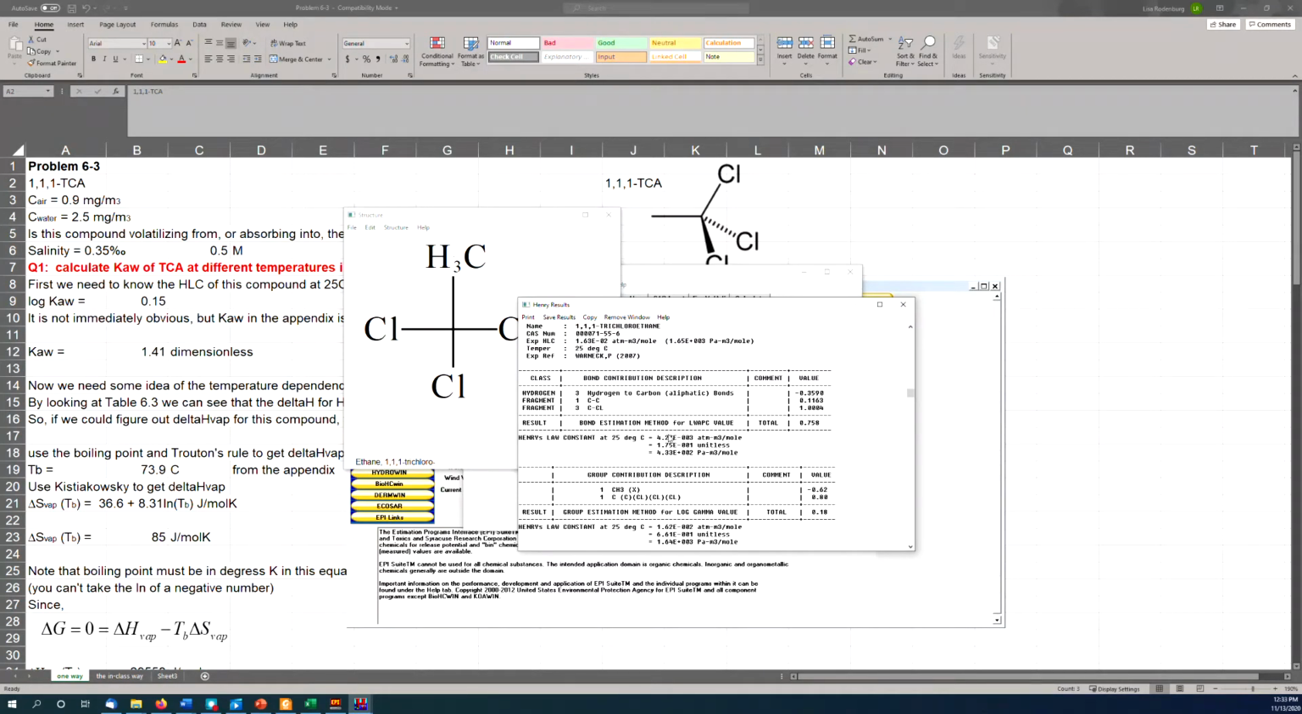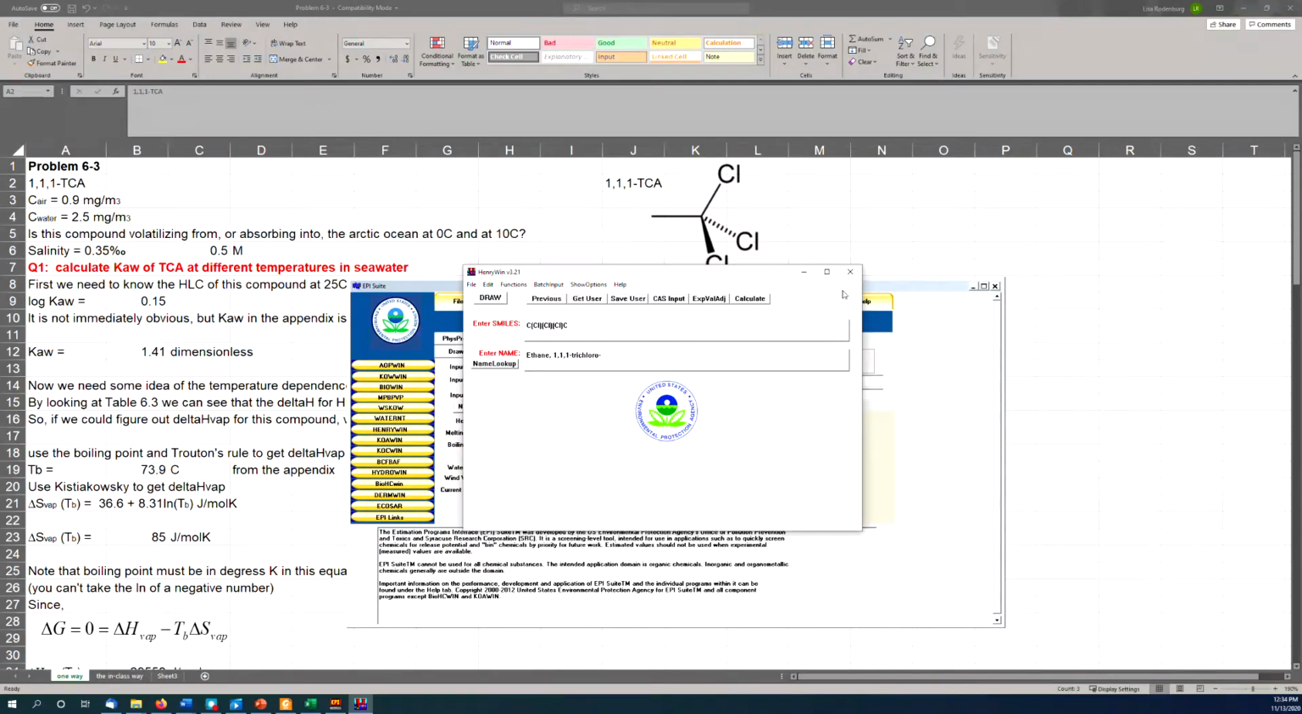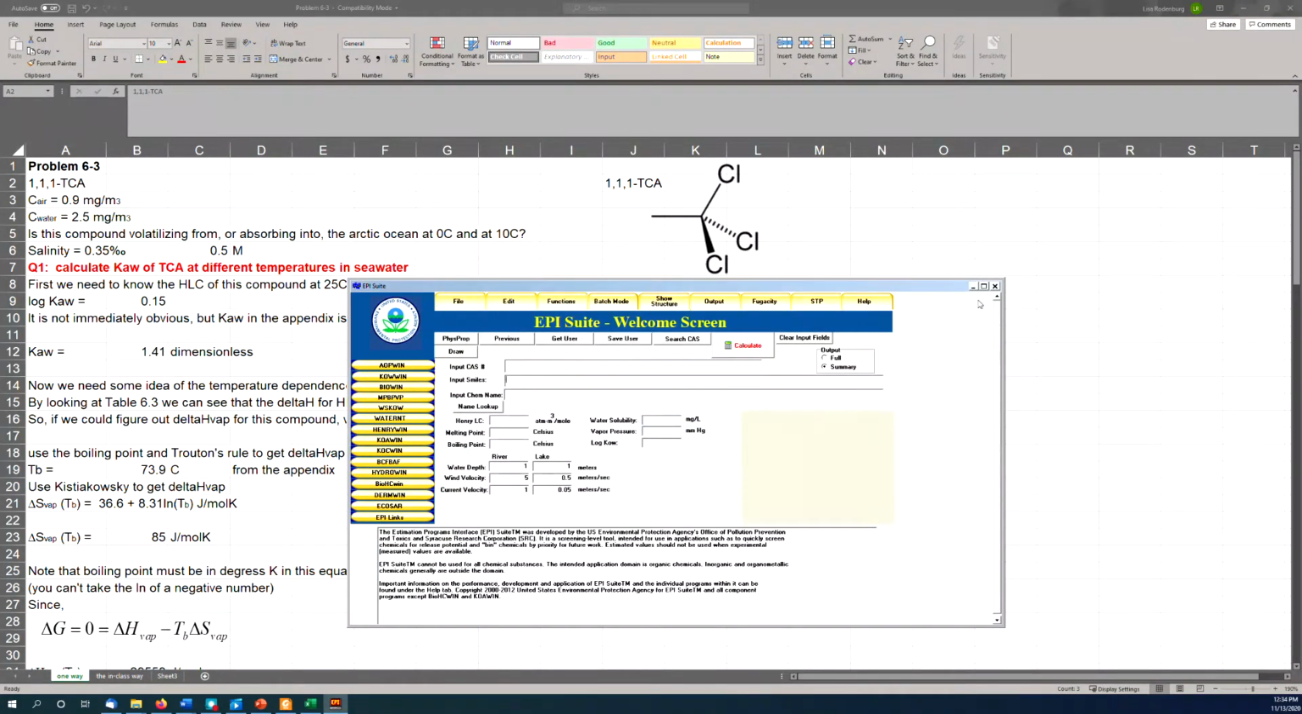And the really hilarious part of this is that depending on which of these Henry's law constants you decide to use, you're going to get a different answer as to whether this compound is volatilizing or absorbing into the Arctic Ocean. Yay! I love chemistry, don't you?